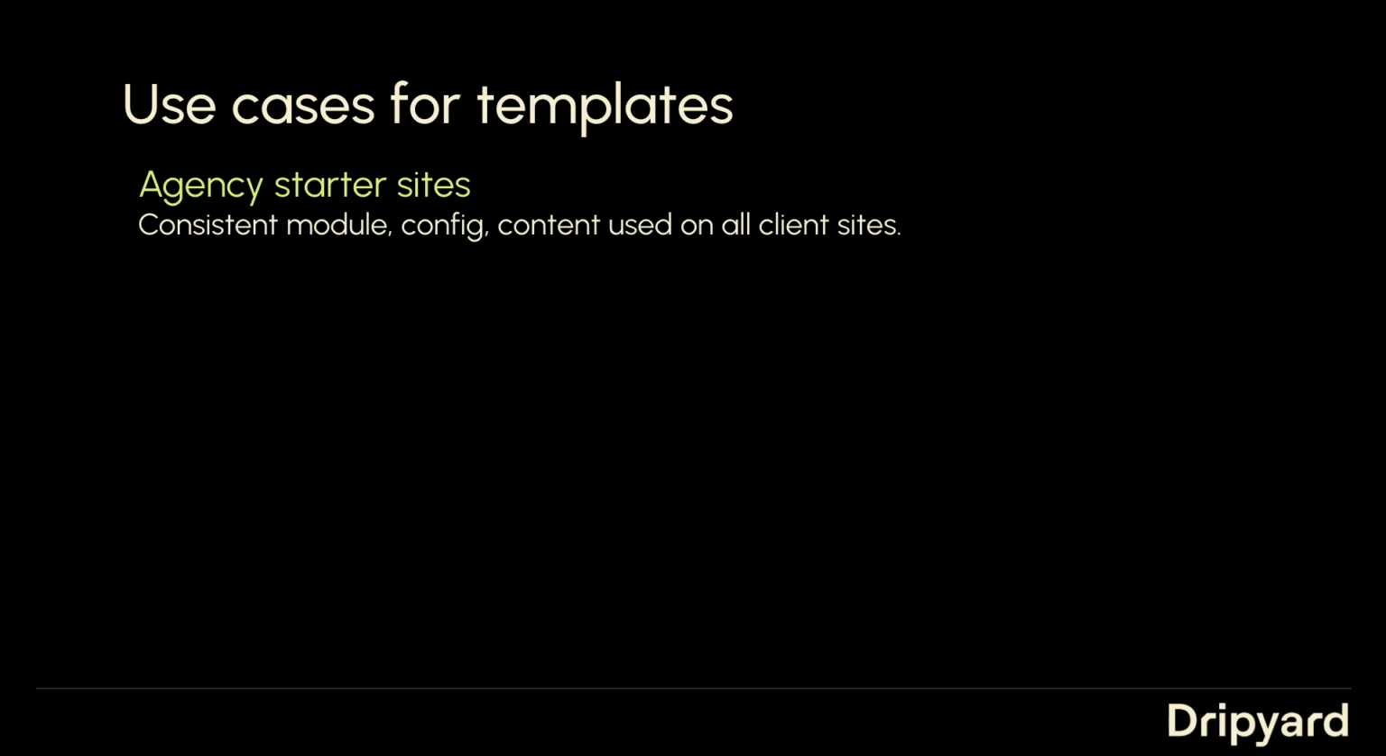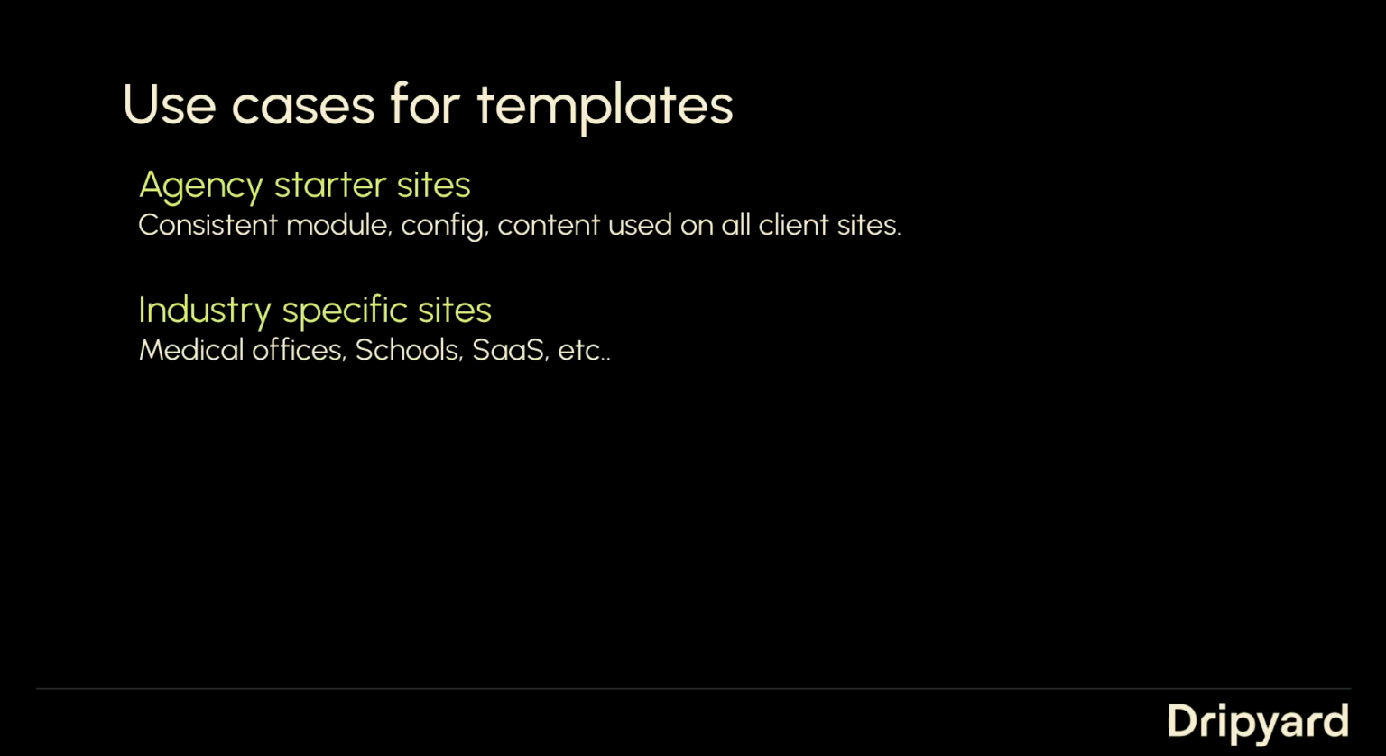If you run an agency and you have a consistent requirement for all of your projects, building recipes is a good idea because when you install it, all the setup time that your developers normally do to get a site off the ground has already been done. You can establish best practices and consistency in your site templates. Industry-specific sites, so medical offices, schools, SaaS, any business that you want to build a site for, you can build a site template and sell that, target that vertical.